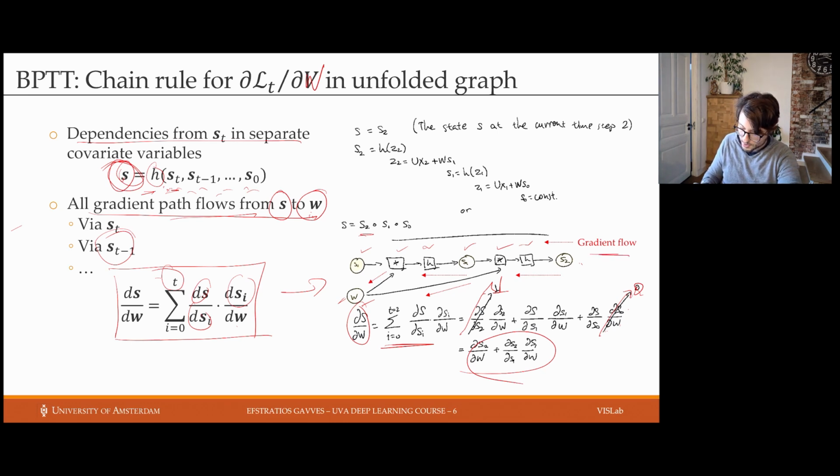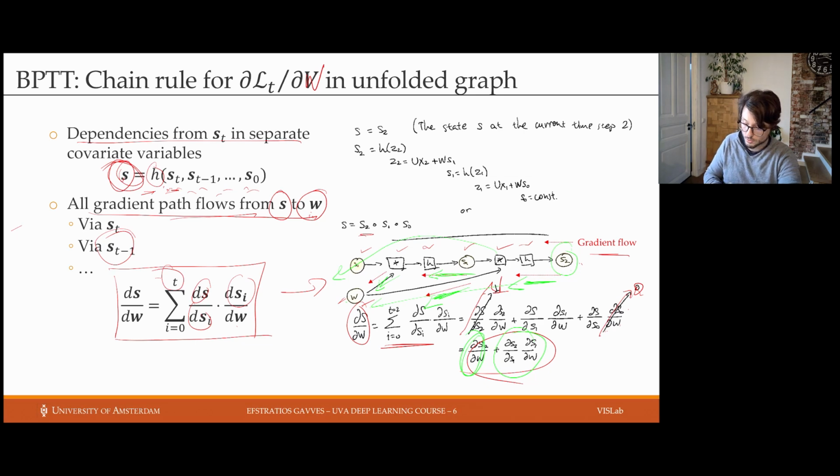Now, the gradient flow here flows through all the possible paths from S to W. There is a direct path from S2 to W, which corresponds to this term here, and there is also an indirect path from here, which corresponds to the second term. What is good with this formulation is that it makes very clear what the connections of S2 are, so all the paths from S2 to W.